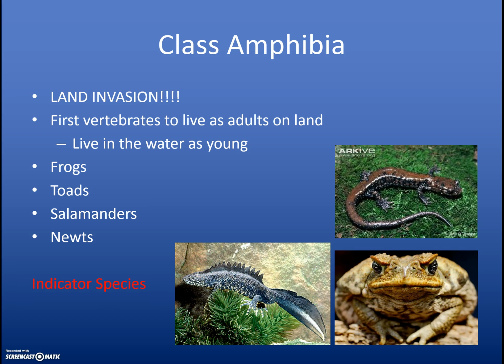So basically, what an indicator species does for us is it gives us an assessment of the overall health of the environment. I'm going to repeat that because I'm pretty sure you're going to see it again and will be asked to recall it. So know that an indicator species gives us an assessment of the overall health of the environment.